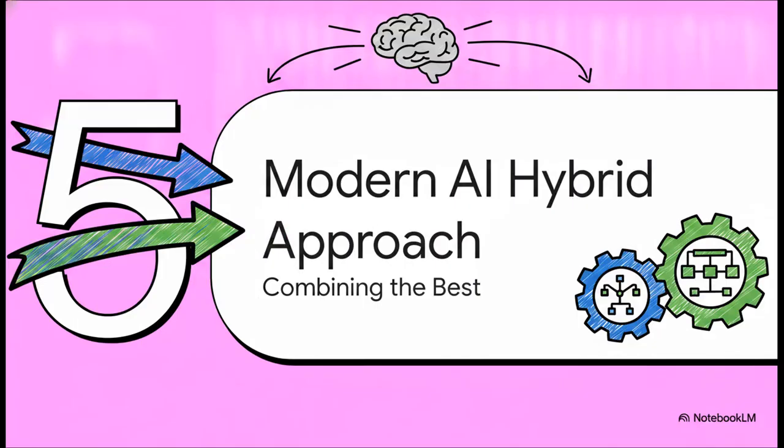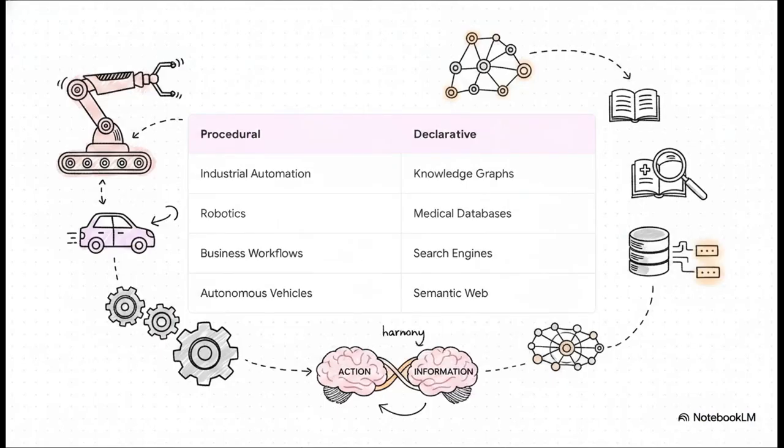And that brings us to Section 5, Modern AI, a hybrid approach. Because, as it turns out, the most cutting-edge technologies today rely on both of these concepts working together in perfect harmony. When we look at real-world applications today, it's clear these are distinct tools meant for distinct jobs. Procedural knowledge totally dominates areas that require immediate action and automation. Think industrial automation, robotics, autonomous vehicles. Meanwhile, declarative knowledge is the absolute champion of information organization, powering things like knowledge graphs, medical databases, and search engines.